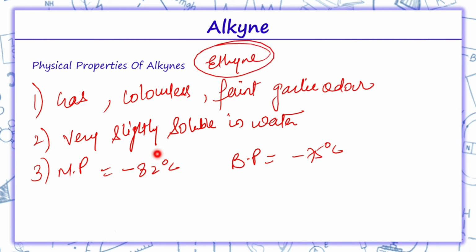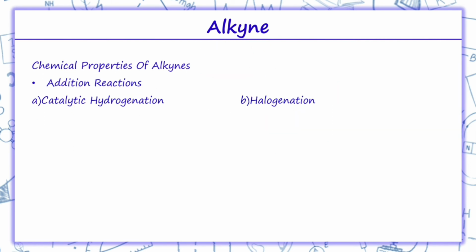Now moving on to the chemical properties of alkynes. The first chemical property is addition. Alkynes and alkenes, since they have double and triple bonds, show addition reactions. First is catalytic hydrogenation. Hydrogenation means addition of hydrogen.